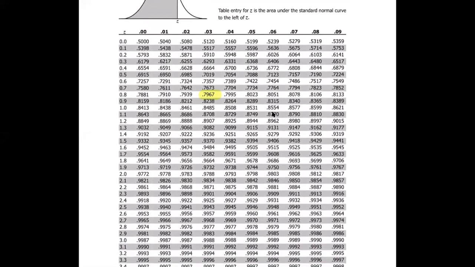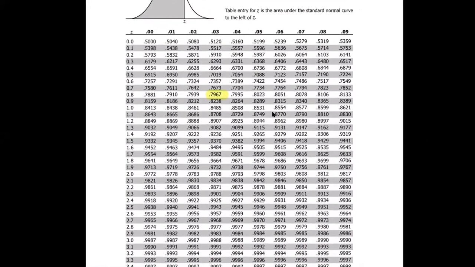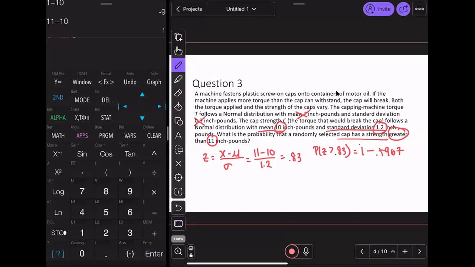So 0.7967, and we're going to subtract that from 1. So 1 minus 0.7967. Okay, so subtracting that from 1, 1 minus 0.7967 is 0.2033. That's going to give us the probability that a randomly selected cap has a strength greater than 11 pounds. So this is just a z-score problem.